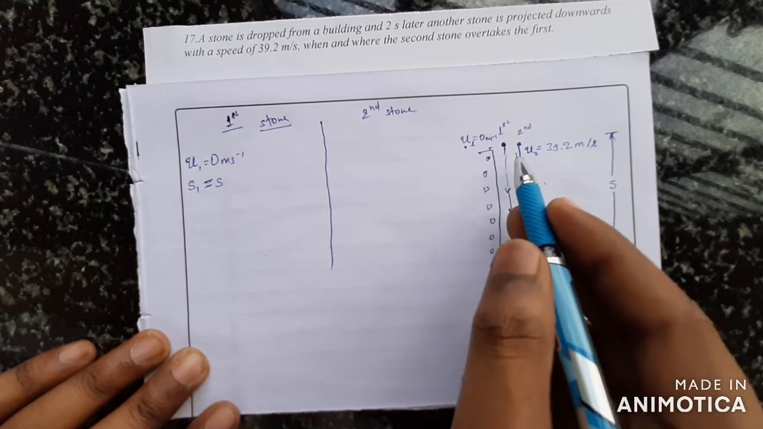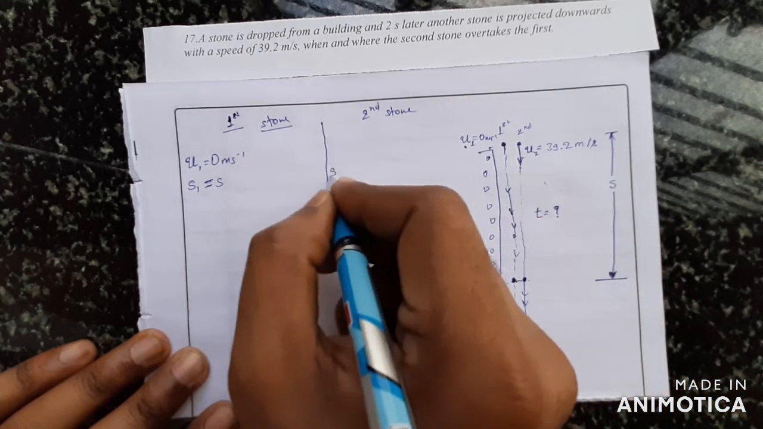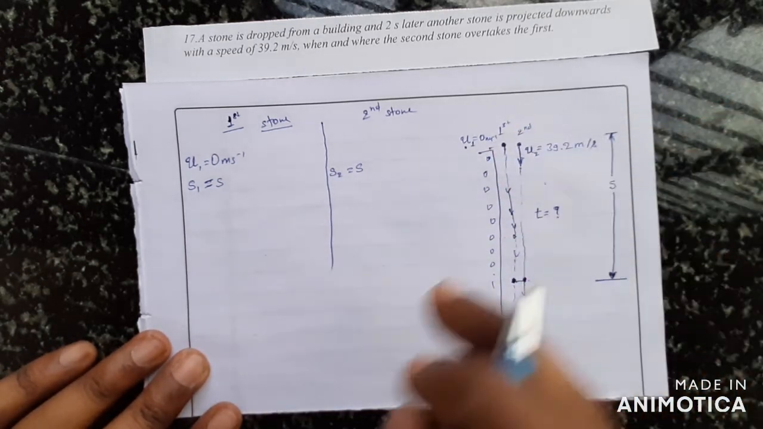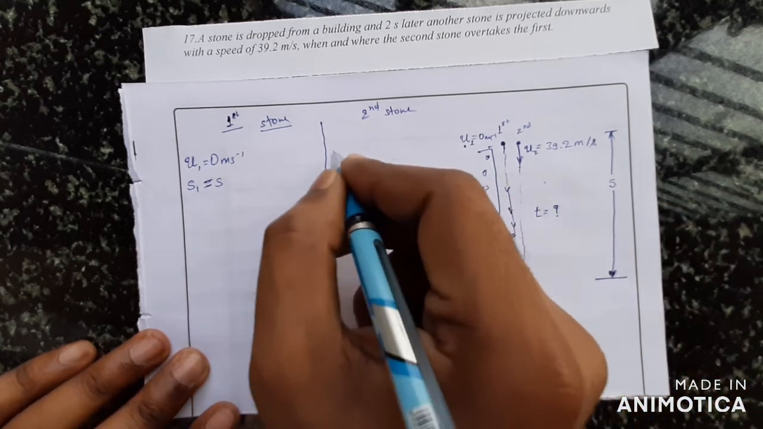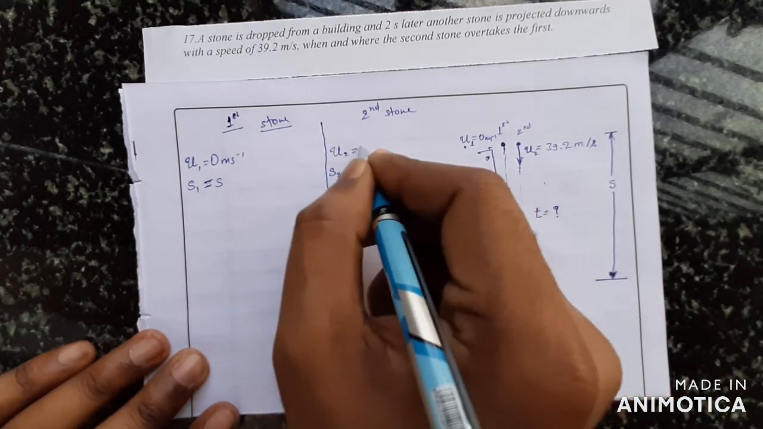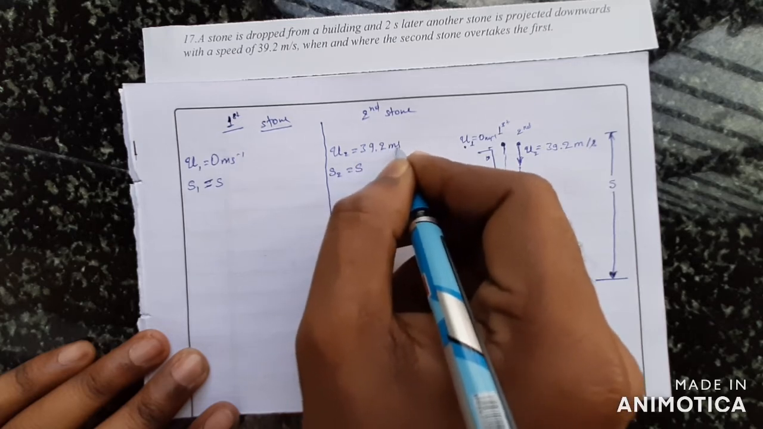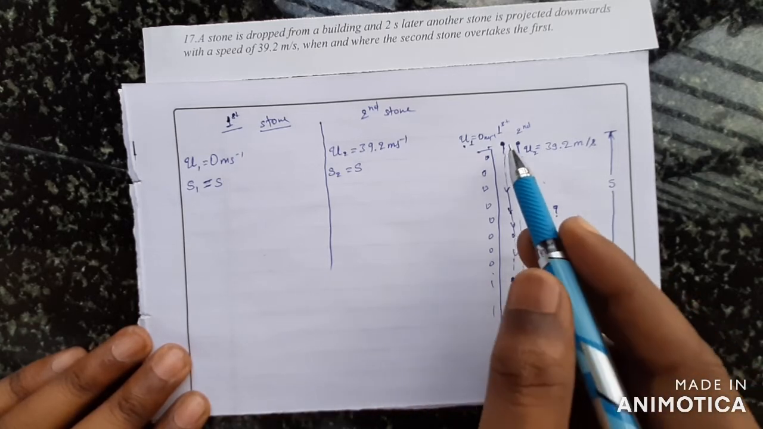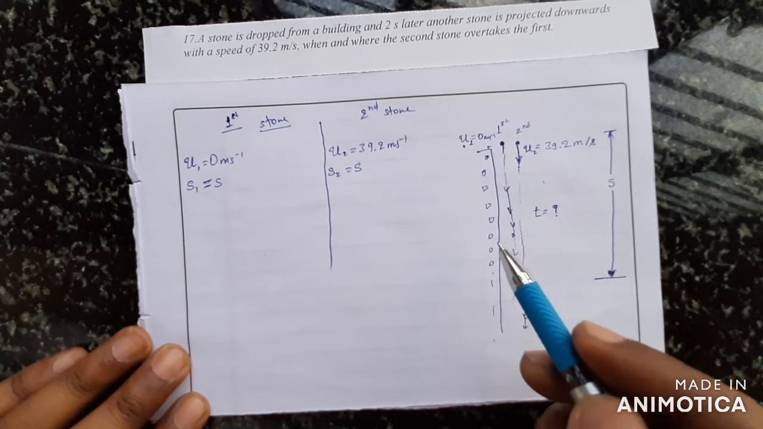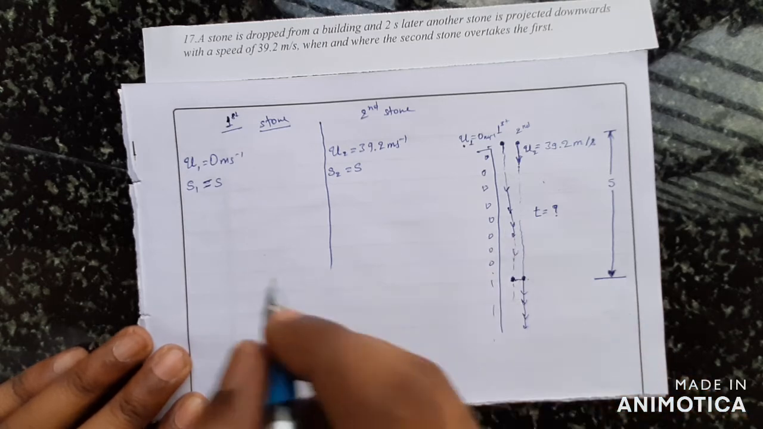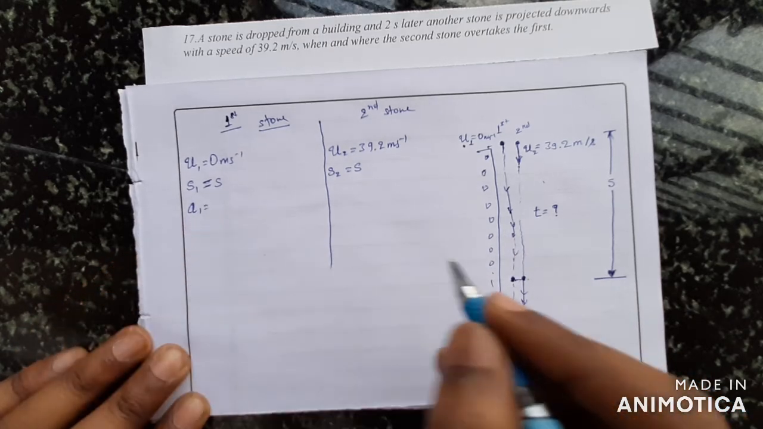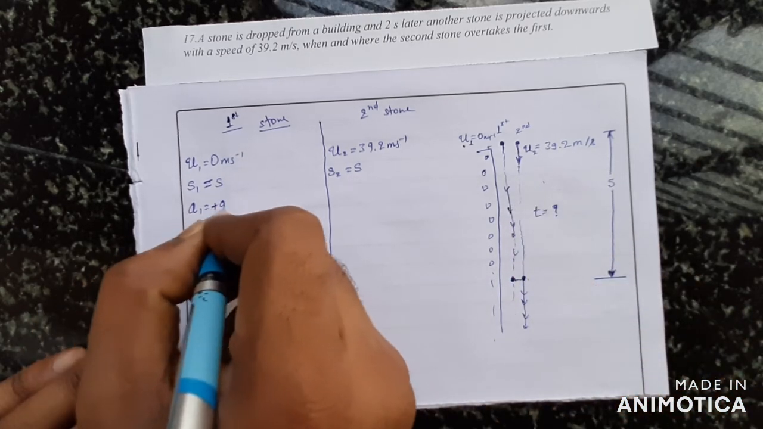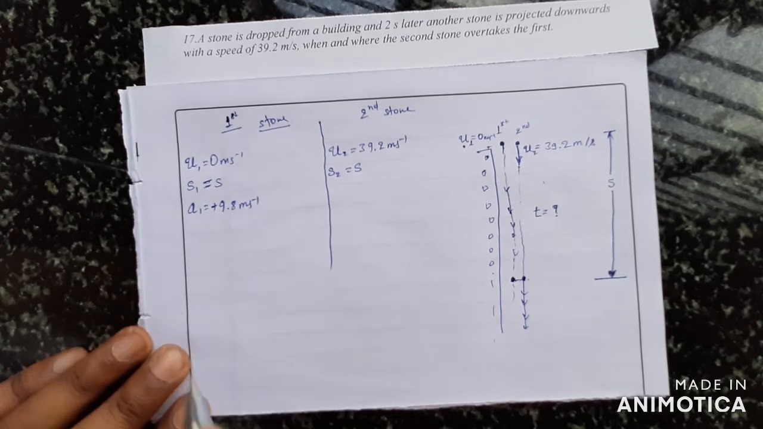S1 is equal to s. Similarly, s2, the displacement of the second body, is also equal to s, nothing else. The initial velocity of the second stone is given as 39.2 meters per second. Coming back to the first stone, what is its acceleration? The acceleration a1 is equal to plus g, because it is falling downwards under the influence of gravity, so it is plus 9.8 meters per second squared.